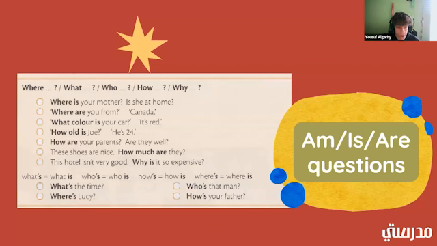How are your parents? Are they well? And then these shoes are nice. How much are they? So see, it switches up a little bit now. So instead of having the question in the beginning, it has a statement in the beginning. Okay. And then it says, this hotel isn't very good. Why is it so expensive? Okay. So you can combine some words in a question.